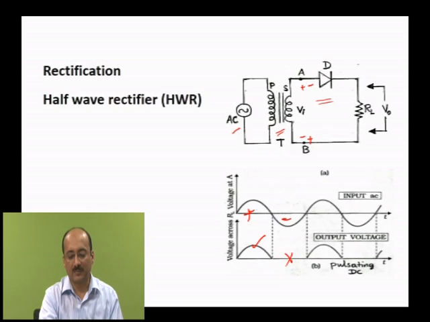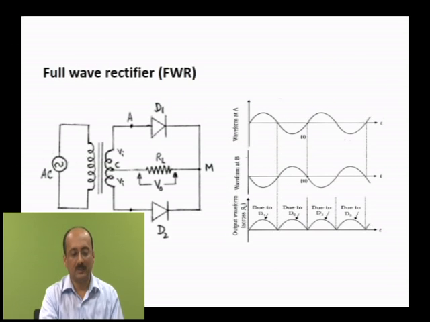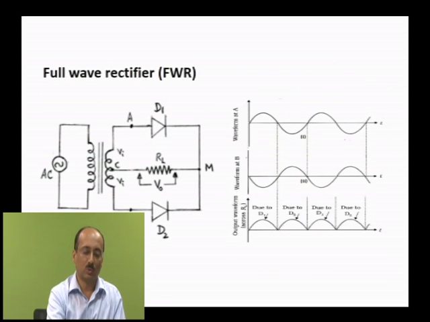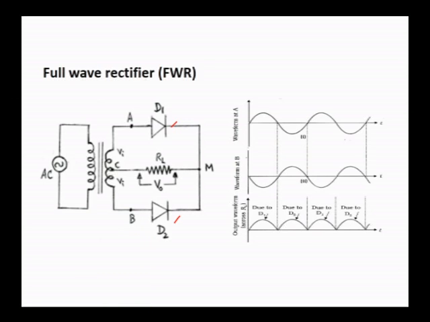A half wave rectifier, as the name itself suggests, will conduct only during one half cycle of the input AC. In the full wave rectifier, two diodes are employed, D1 and D2, and one after the other, respectively during the positive half cycle and negative half cycle, one or the other will be conducting. So you will be getting output for the entire input cycle.